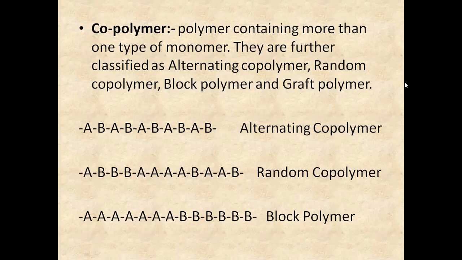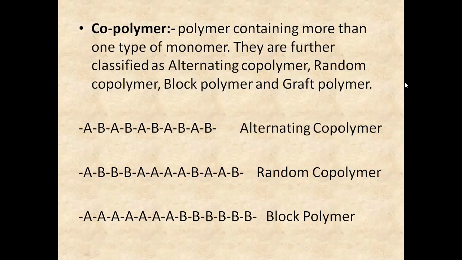Another type is the copolymer. If more than one type of monomer is present in a polymer, that type of polymer is known as a copolymer. Based on the arrangement of monomeric units, the copolymer is further classified into alternating copolymer, random copolymer, and block copolymer.